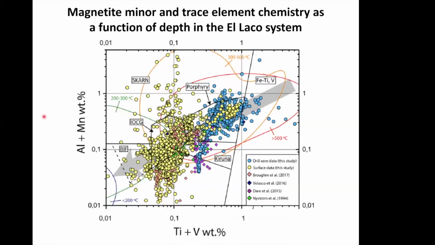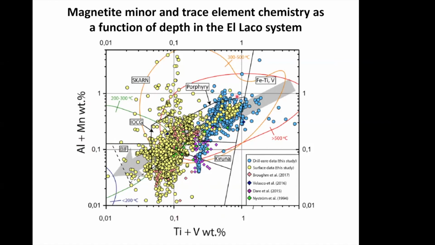Now I'm going to show you some slides of the chemistry of magnetite from surface to depth. This is to highlight all of the data that we've produced, plus data from the literature. I'm showing you the data here on what has now become known as the aluminum manganese titanium vanadium discriminant diagram, where the y-axis is the sum of aluminum plus manganese in magnetite, and the x-axis is the sum of titanium plus vanadium in magnetite on log scales.